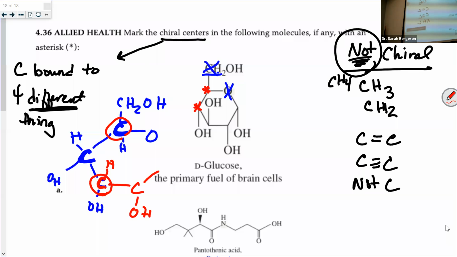Is this one chiral? Yes. Can you give me a guess for the next two carbons? Yes, they are. Because each of the carbons has some other group coming off of it, and the ring is not symmetric because of this oxygen right there. So you have 4 chiral centers in this one. All right.